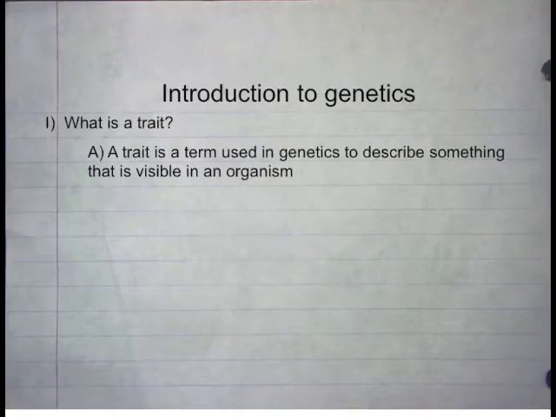Today marks the first lecture that we're going to be looking into genetics. But before we can get into that, we have to understand some of the basics of genetics, such as what's dominance, recessive, and probably the most important, what exactly is a trait. First, let's look at the definition of what a genetic trait is. Introduction to genetics. What is a trait?